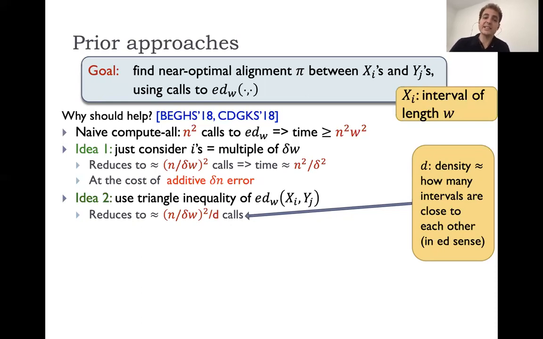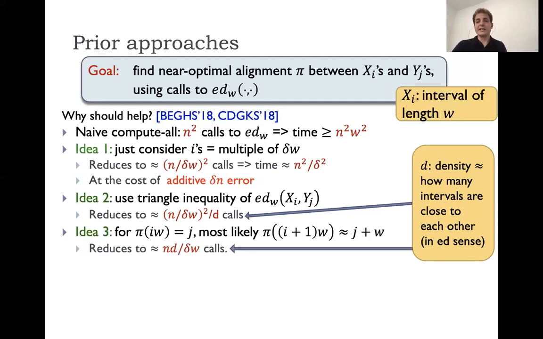So if the density is D, then you get a D improvement in the number of edit distance recursive calls, right? And the other idea is, so this idea is very good if intervals are coming from very dense neighborhoods. And the other idea for sparse neighborhoods is that in alignment, if the true pi of IW is J, then most likely pi of (I plus 1)W is roughly J plus W, up to a constant factor, especially in close-by intervals. And there we can actually get an improvement, which is N over D.